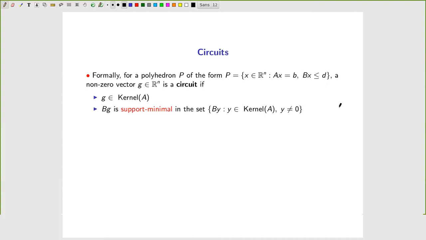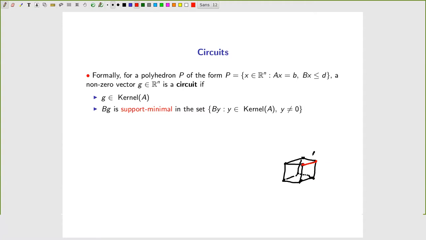I think one needs a little bit of time to parse this definition. I could try to give my personal view on this condition, that Bg should be support minimal. But we are going to see an example very soon. Anyway, let me try to give my intuition. Suppose that we have a polytope here. Let's take two extreme points and the edge between them.